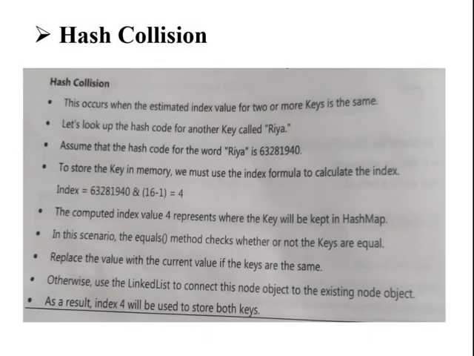In this scenario, the equals method checks whether or not the keys are equal. Replace the value with the current value if the keys are the same. Otherwise, use the linked list to connect this node object to the existing node object. As a result, index 4 will be used to store both keys. This is all about the hash collision.